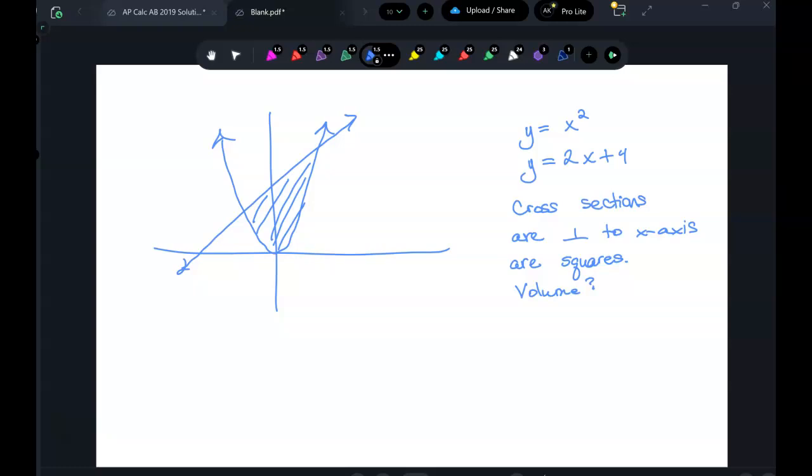So what do you think? Cross sections perpendicular to the x-axis are squares. What's the volume? Getting the book out. The area is... They're squares. Yeah, squares are nice.